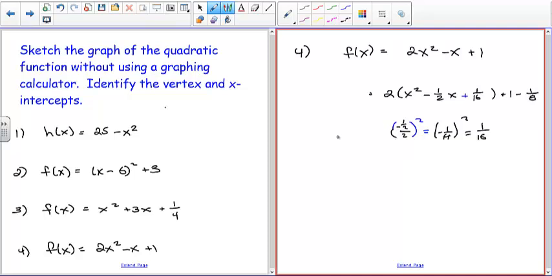Okay, now if I checked it again, what I'd have is the complete square would be 2 times x minus 1/4 squared. And here I've got plus 1 minus 1/8. So we get 2 times x minus 1/4 squared plus 7/8. So 1 is 8/8 minus 1/8. 8 minus 1 is 7.